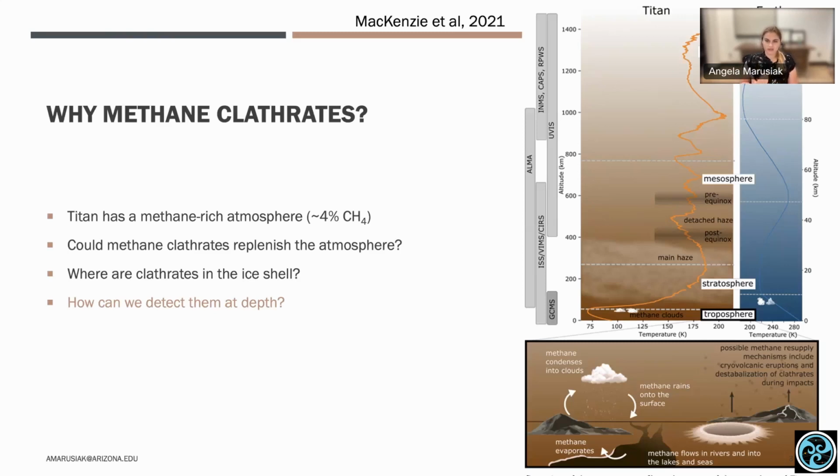But one of the big questions we want to try to answer is, could methane clathrates be replenishing the atmosphere? And where are the clathrates in the ice shell, if that is where they're coming from? So through Dragonfly, one of the questions we want to answer is, how can we detect them at depth? We can go to the surface and do direct sampling, but that really only tells us what is going on at the surface. If we want to look deeper into the interior, then we need to use geophysical methods to figure out what is going on at depth.